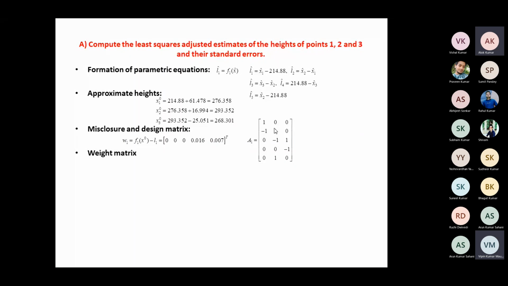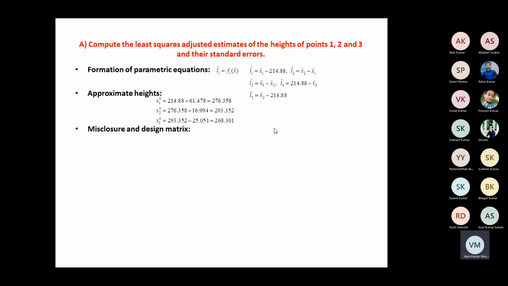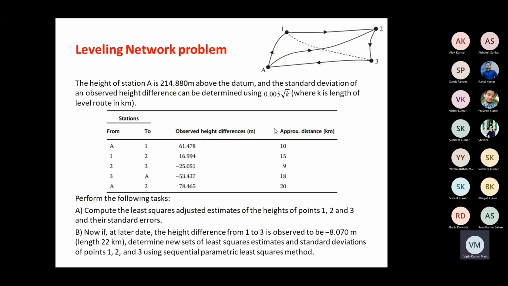Cofactor matrix. In this case, we can use the variance. In the question, you can see the standard deviation of an observed height difference can be determined using 0.005 under root k. So standard deviation is given. We can compute sigma from here, for every observation. Then we can go for sigma square, and then we can take its inverse. So at the end, what we will get? We will get the weight matrix.